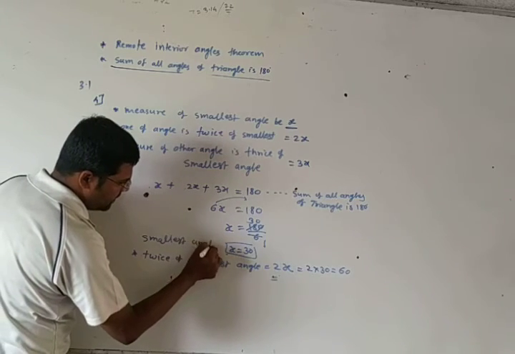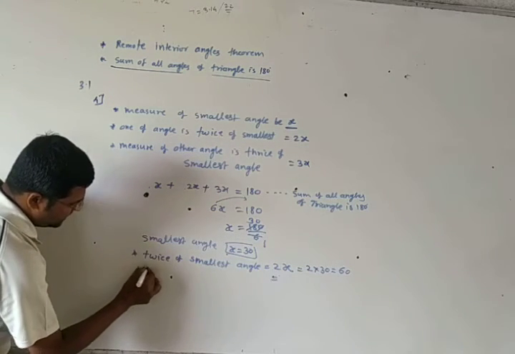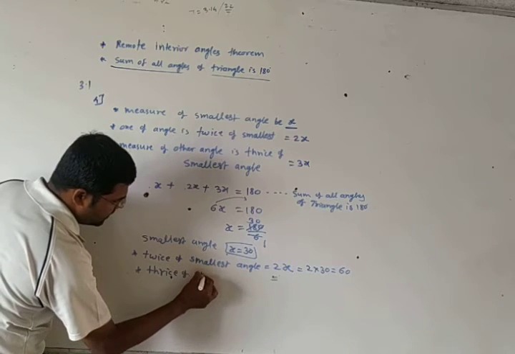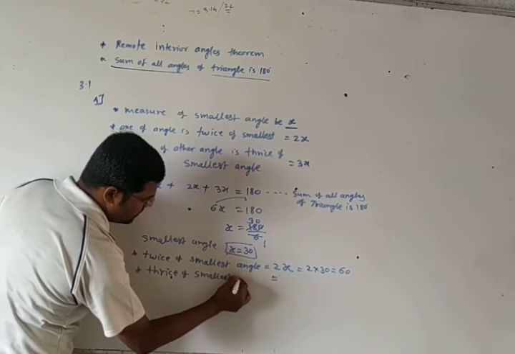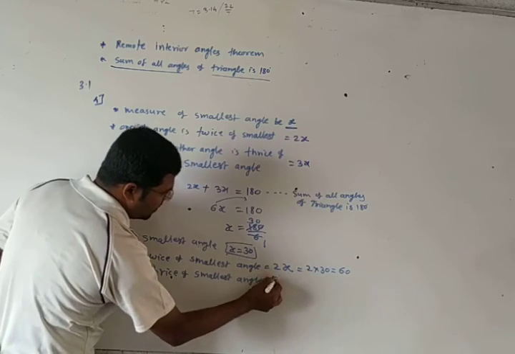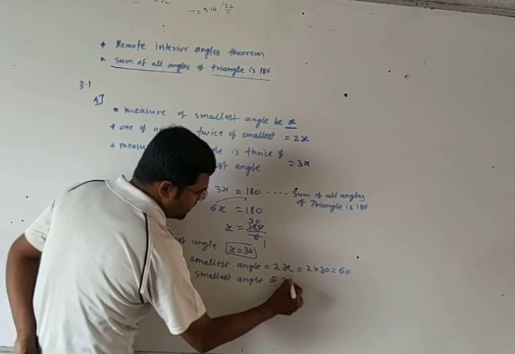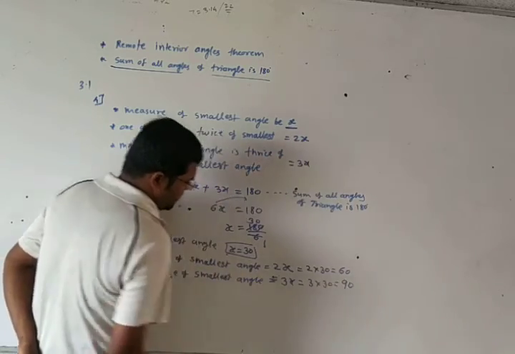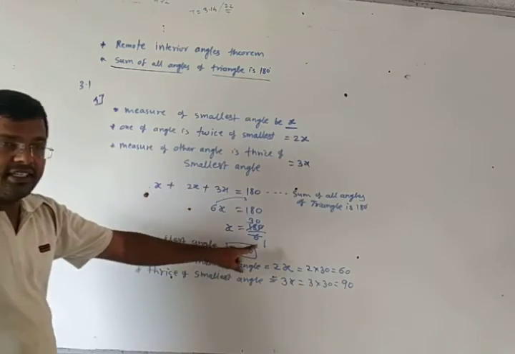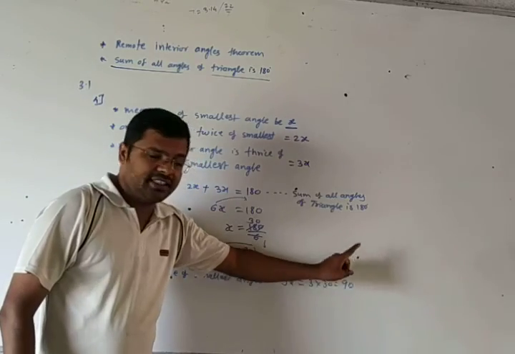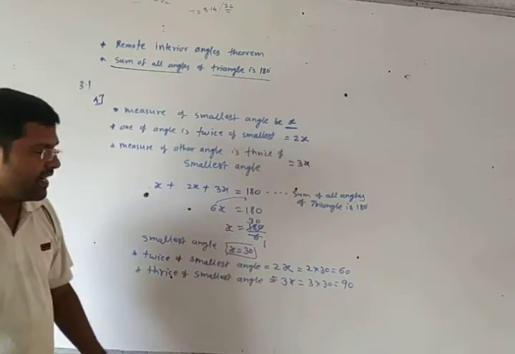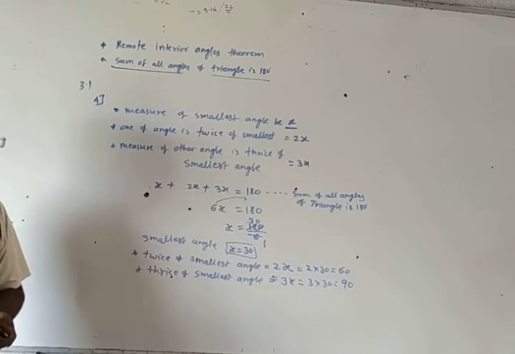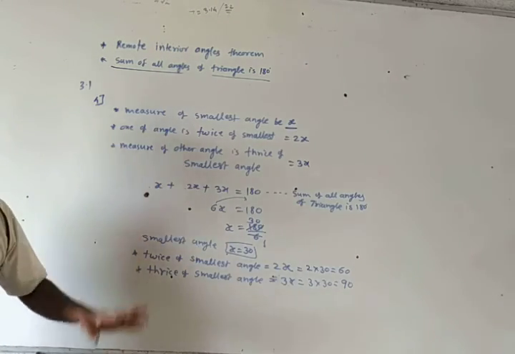Now thrice of smallest angle. The third one, angle number third is 3x is equal to 3 into 30. 3 threes are 9, so 90. Okay, so first angle is 30, second angle is 60, and third angle is 90. Okay, look at the board now and write in your all these questions. Write in your notebook.